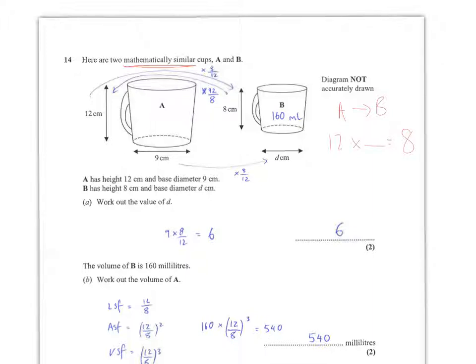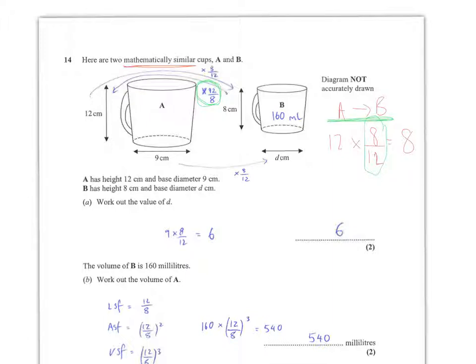Well, this factor I'm going to times by, I like to think of it as I need to cancel the 12 out, I need to end up with a result of 8, i.e. timesing by 8 over 12, and that would cancel the 12 and leave me with the value of 8. So my factor here is 8 over 12. That's my scale factor, my length scale factor, going from A to B. To go the other way around is the inverse of that scale factor, i.e. timesing by 12 over 8.